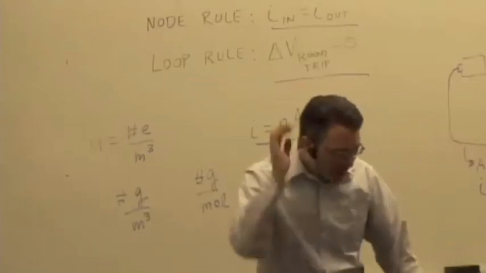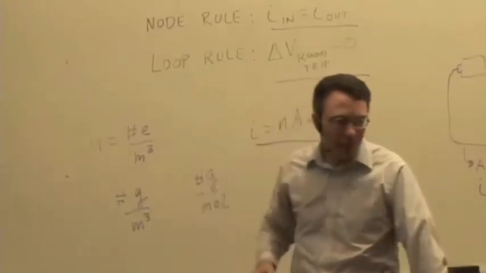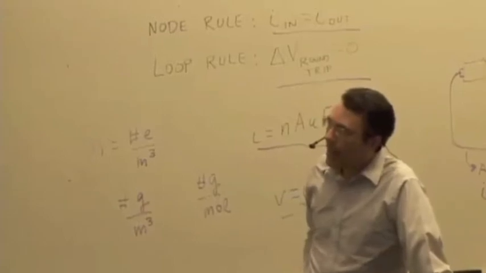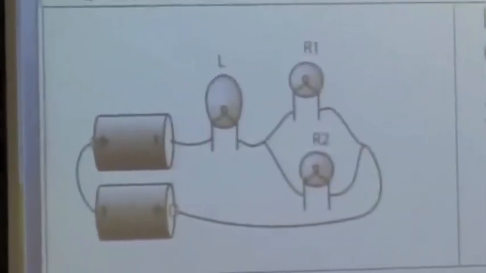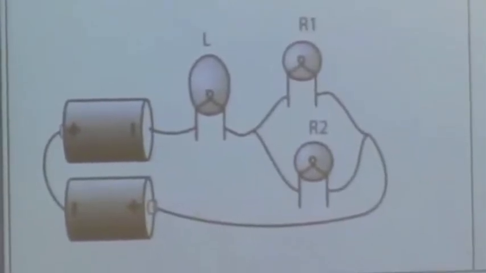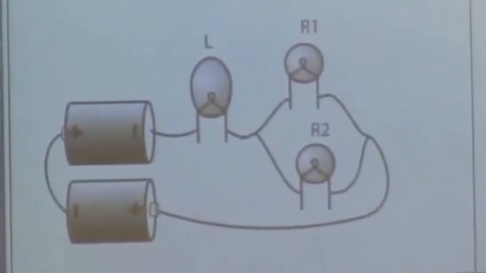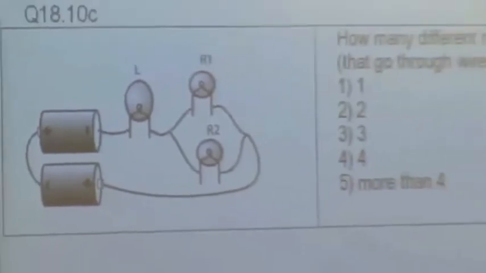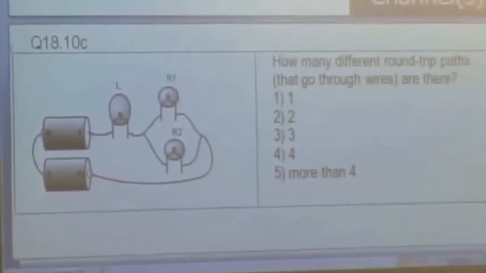Here's a different situation. I have a circuit that has a branch in it, or like these two branching parts. And the letters here just mean we have a long bulb and a round bulb number 1 and round bulb number 2. So they're just different light bulbs.